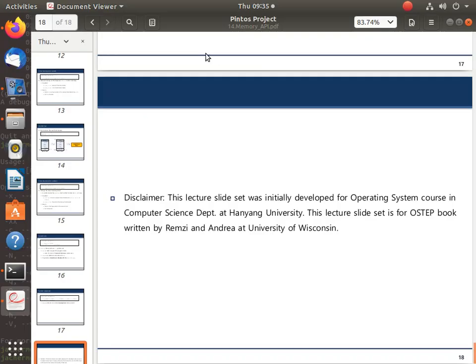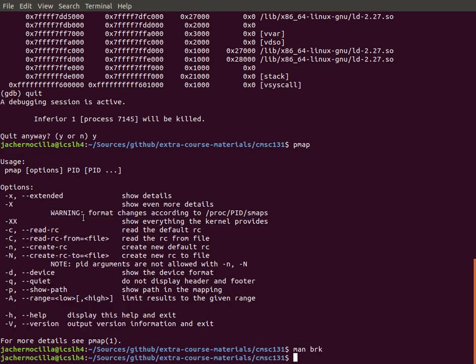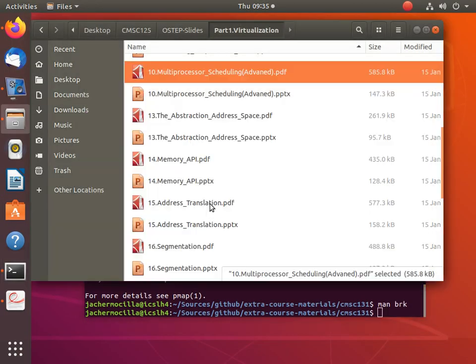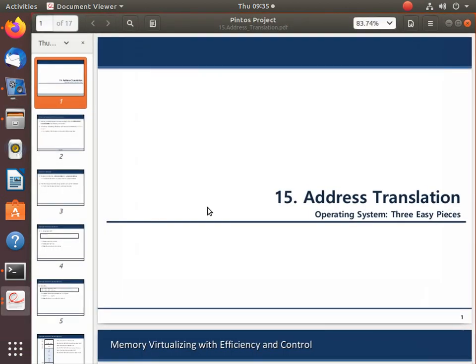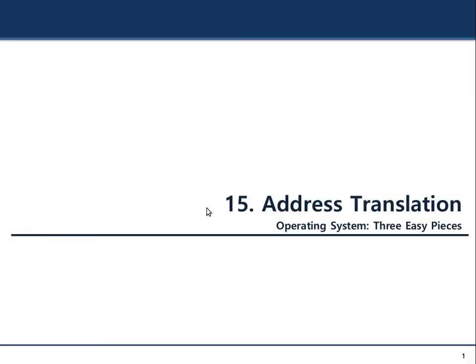Are there questions on this chapter? Okay, so straightforward naman yan. So, we move on to the next, which is the address translation. Ito na yung low-level stuff, how the operating system virtualizes the memory.